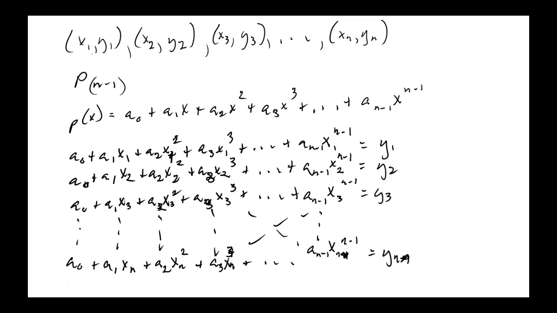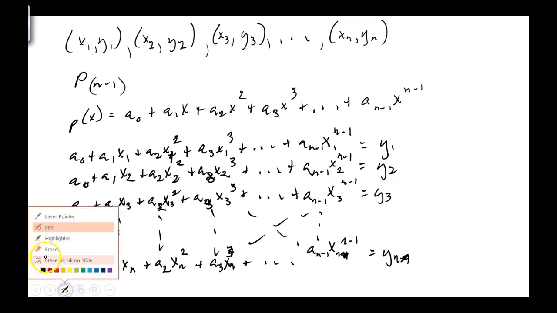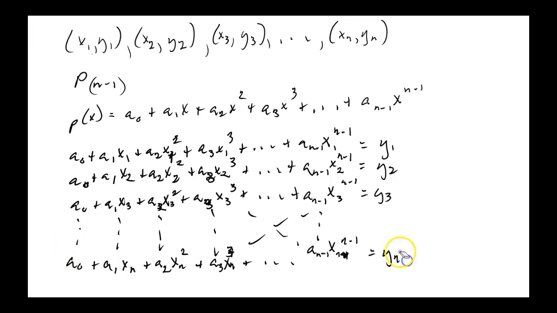Because if this polynomial of degree n minus 1 is going to fit every one of those points, you can plug all the x's from those points in, and then that will equal your y. So for x1 it'll be y1, x2 is y2, x3 is y3, x sub n is y sub n. Okay. Let me make that look a little nicer.